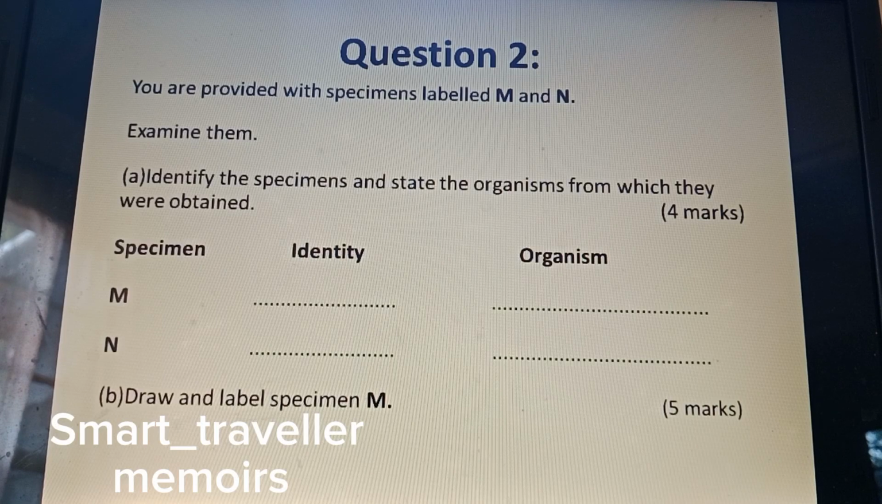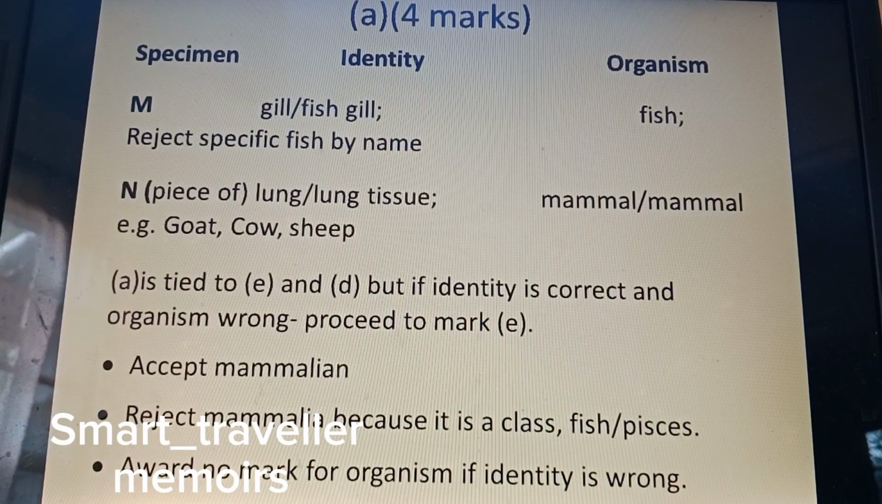Question 2 of the KCSE practical paper was, you are provided with specimens labeled M and N. Identify the specimen and state the organism from which they were obtained. So let's see. One was 4 marks, and in drawing the specimen M, you are getting 5 marks. So let's see.